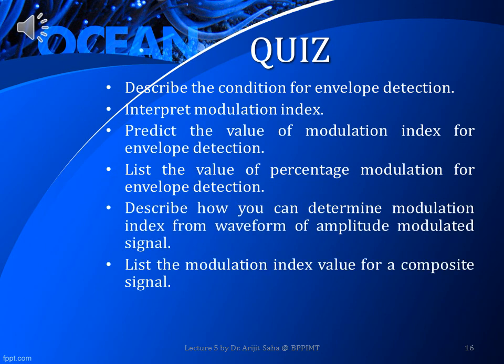Try to solve these questions: describe the condition for envelope detection, interpret modulation index, predict the value of modulation index for envelope detection, describe how you can determine modulation index from the waveform of an amplitude modulated signal, and list the modulation index values for a composite signal.